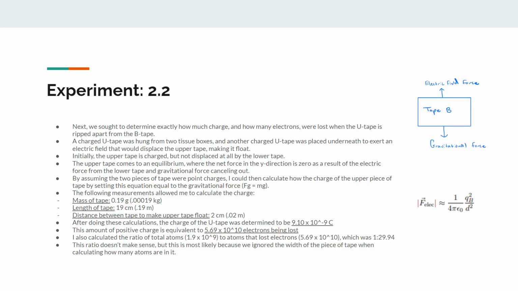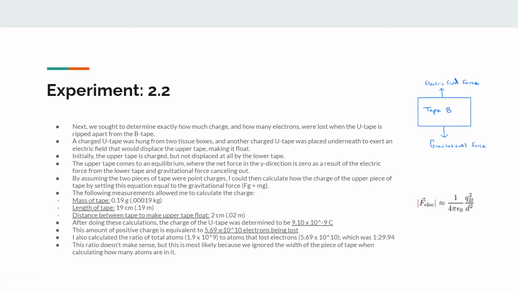The upper tape comes to an equilibrium eventually where the net force in the y direction is zero as a result of the electric force from the lower tape and gravitational force canceling out. By assuming the two pieces of tape are point charges, I can then calculate the quantity of charge of the upper piece of tape by setting this equation right here equal to the gravitational force, mg. The following measurements were made to allow me to calculate this.